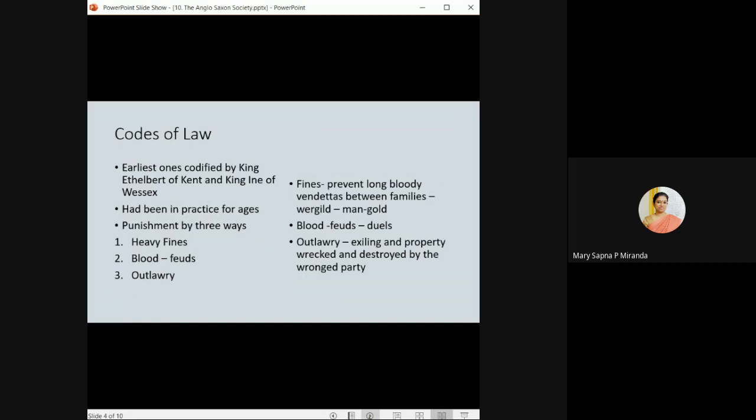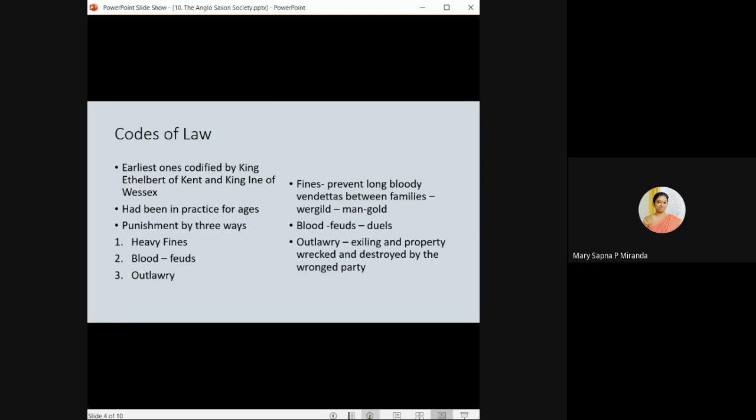And what about the codes of law? So the earliest codes of law were codified by King Ethelbert of Kent and King Ine of Wessex, and these laws had been in practice for ages. You can see these are all very primitive laws, and as time passed by, you can see the laws were becoming more refined and more modern. But initially, they were very, very, you could even say, barbaric in nature.